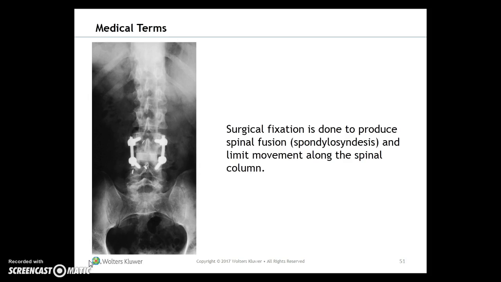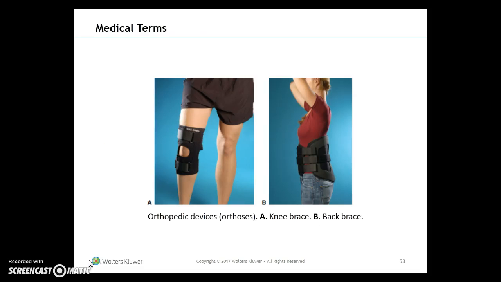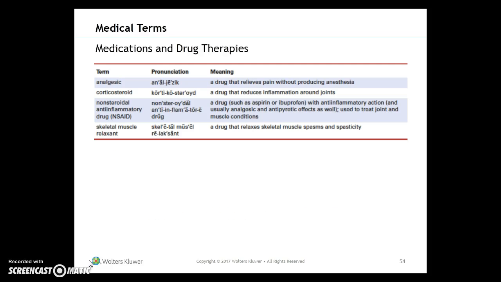Here is an x-ray showing the surgical fixation done to produce a spinal fusion, and you see the limited movement along the spinal column there. Lots of pictures in this chapter to help you relate. And here we see a suture of a torn tendon and a patient receiving cervical traction. Here's some orthopedic devices, a knee brace and a back brace commonly used.